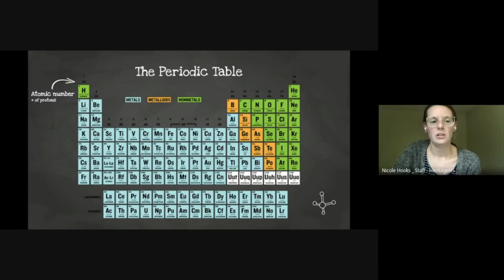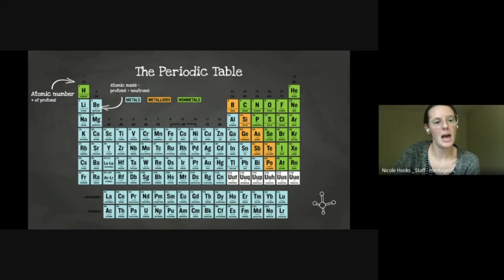On the left, you can see that the atomic number of an element is in the upper left corner, and that is the number of protons. So hydrogen has 1, helium has 2, lithium 3, and so on. Elements are pure, and they are arranged by their atomic number.